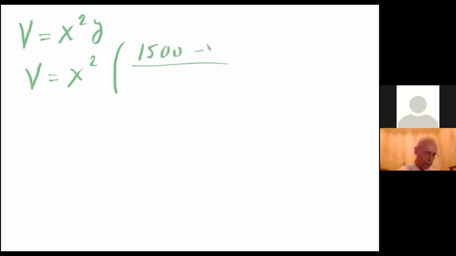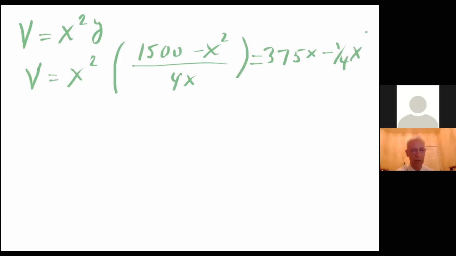So I have volume equals x squared times y. So volume equals x squared times (1500 minus x squared) divided by 4x. And I can simplify that a little bit. 1500 times x squared divided by 4x gives me 375x. And x squared times minus x squared divided by 4x gives me minus 1/4 of x cubed.